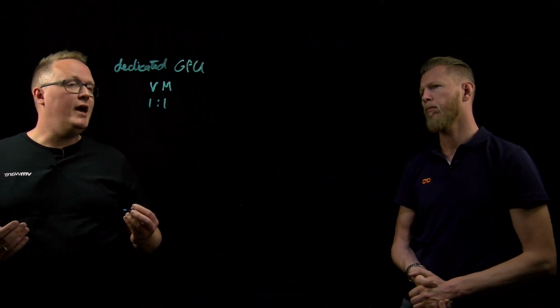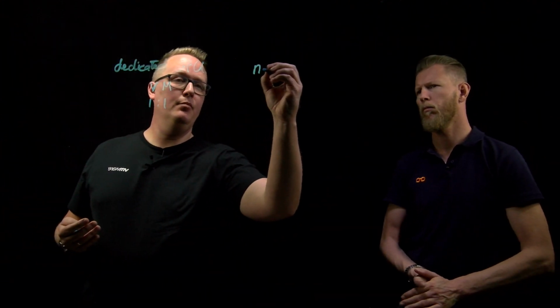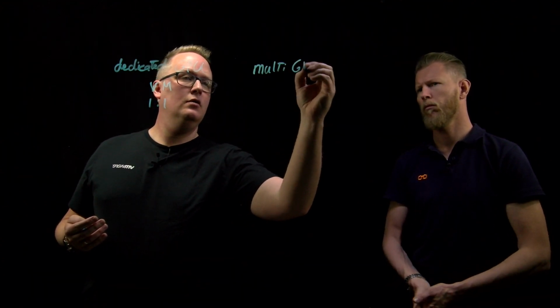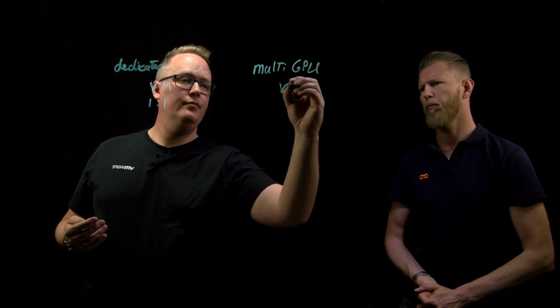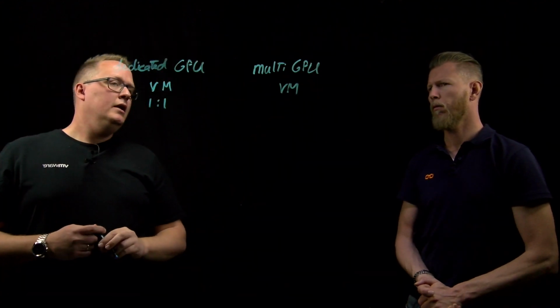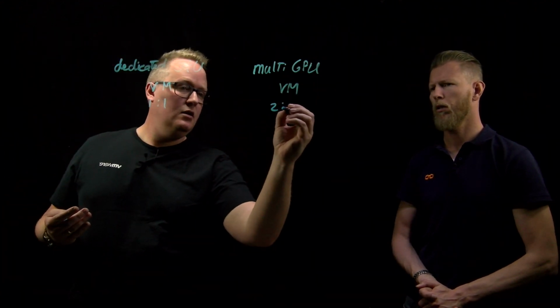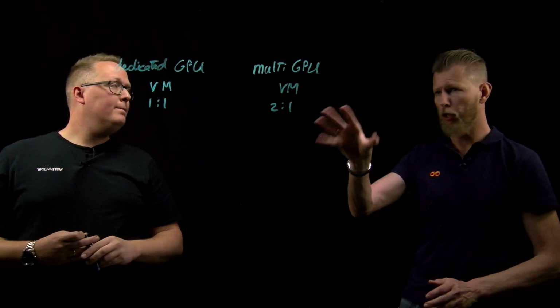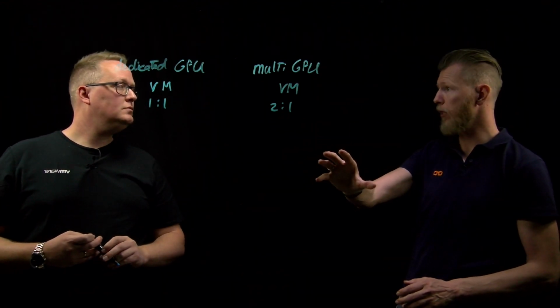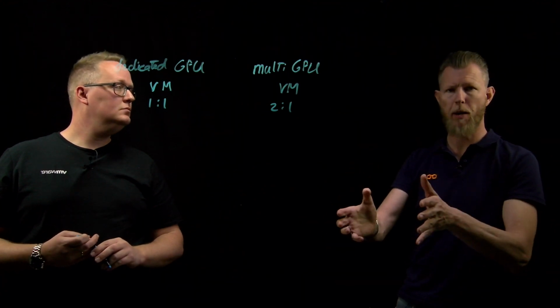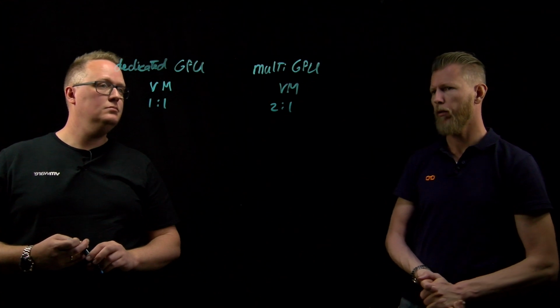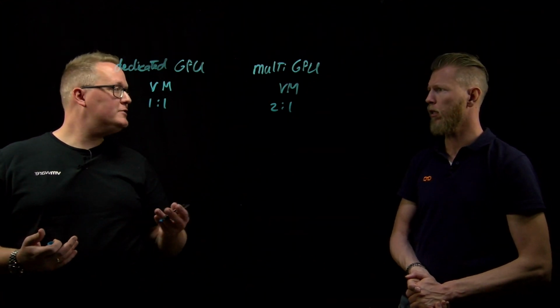So the other option we have is to have multiple GPUs for a VM. Right. So that's like a 2-to-1, whatever is required. So possibly multiple GPU cards, so physical GPUs with frame buffer allocated to a single VM. That's correct. I think it's a rather expensive solution.